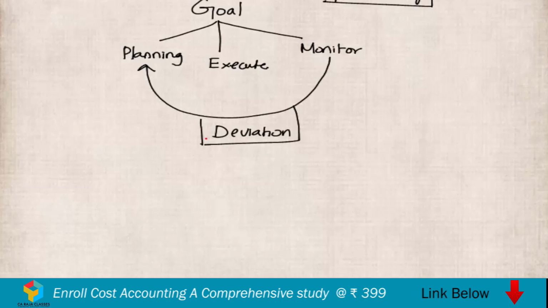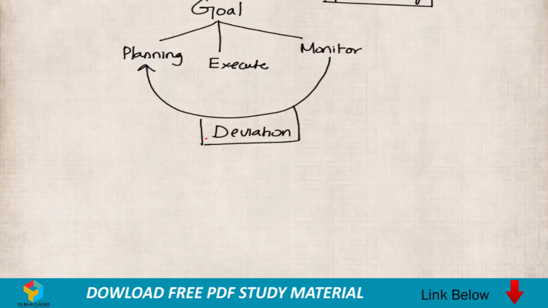So now a question arises, what is a deviation? Deviation means the amount by which your actuals differ from the standards. Deviation means the amount by which your actuals are going to differ from standard. And this is very important in any process in the organization.